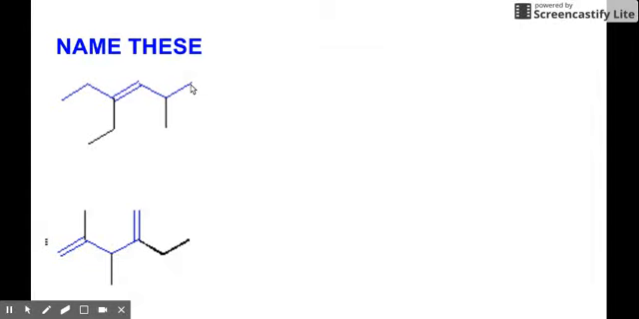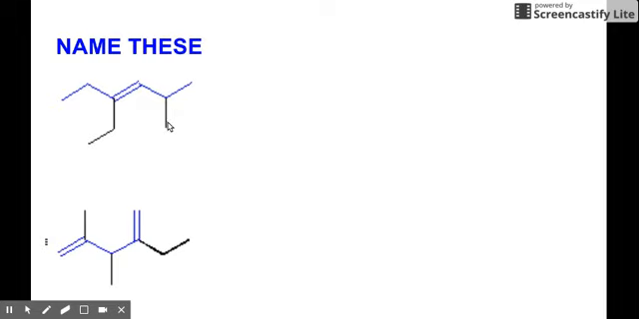Now, be careful with a misconception here. You might think that I will number from the left because ethyl alphabetically comes first, then methyl. No, it's not about the name. It's about the location of your branch. Our double bond is always our first consideration. But in this case, because it's between carbons 3 and 4 whether you start from the left or from the right, our second consideration will be the location of our branches.